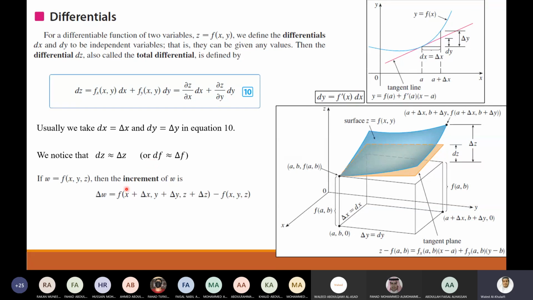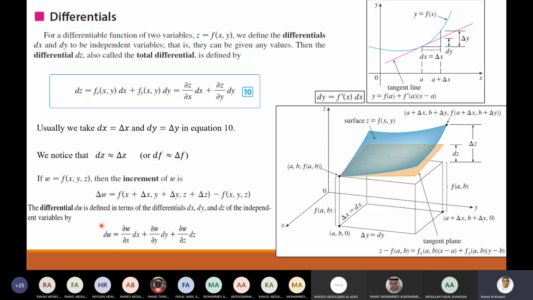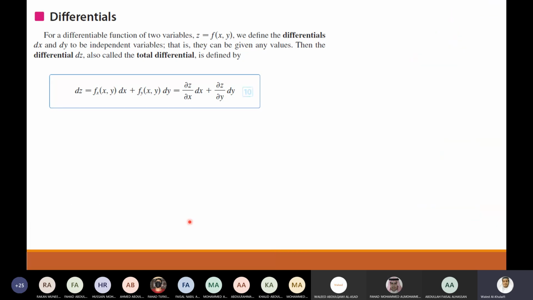This is the general case, Shabab, if we are dealing with a function of three variables. If w equals f of x, y, z, then the increment of w, delta w, the change in w, is given this way, and the differential dw is defined like this. You notice that we are adding another term for z, with respect to z. Now let's come back to three-dimensional space.